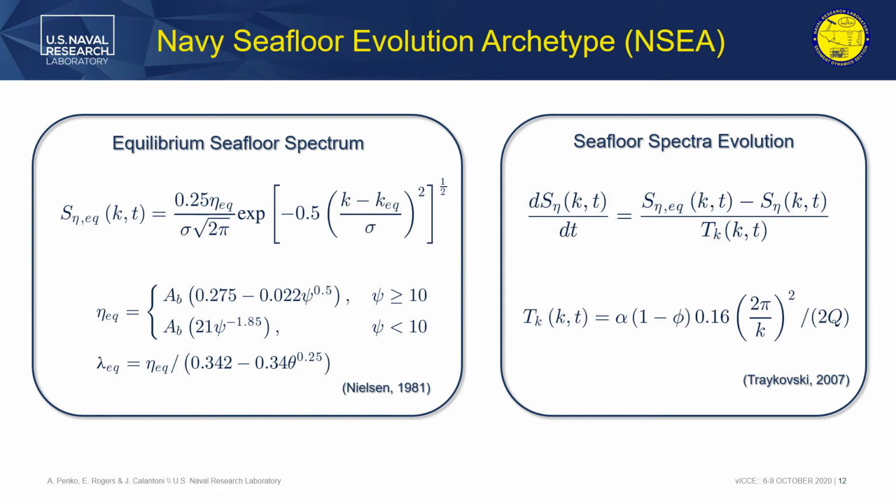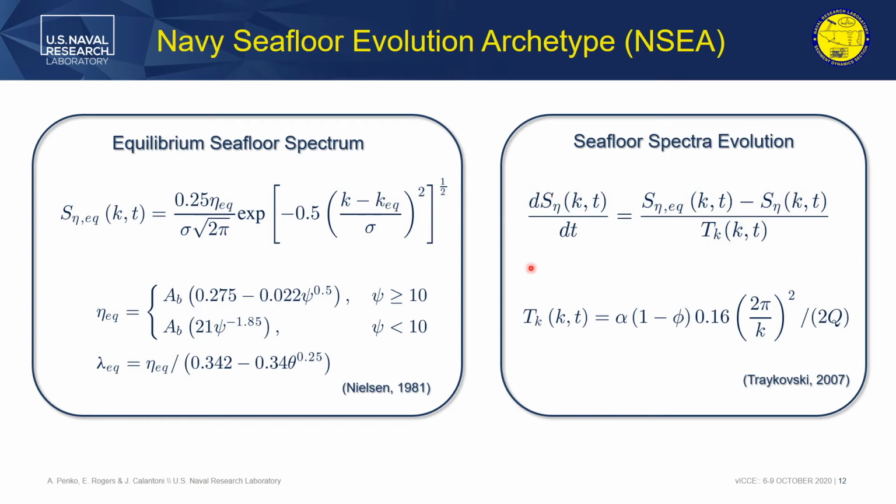To describe that, we basically apply sediment continuity, and the model assumes that the ripples are being driven to the equilibrium ripple spectrum given the instantaneous wave conditions. So over here you see the same equation that you saw for the initial spectrum. It's just using our equilibrium ripple heights and lengths now, which is determined using Nielsen's equilibrium prediction equations. And then we have our seafloor spectra evolution equation here.